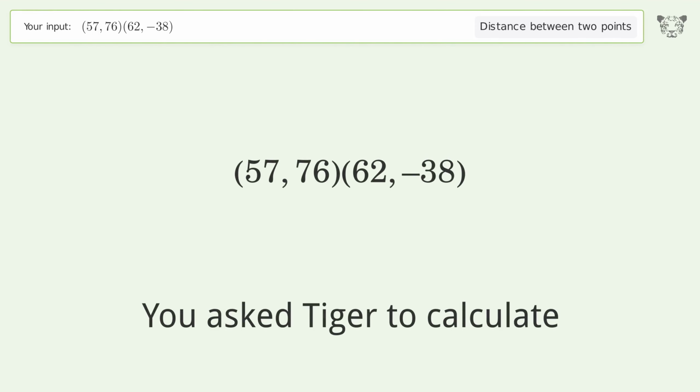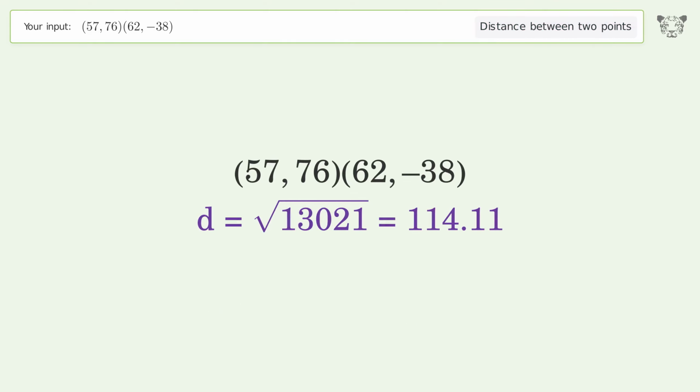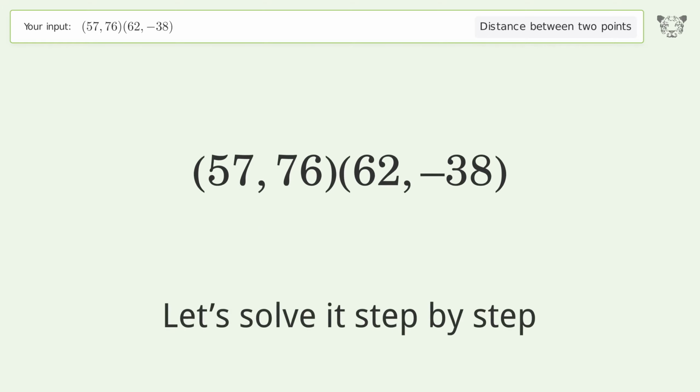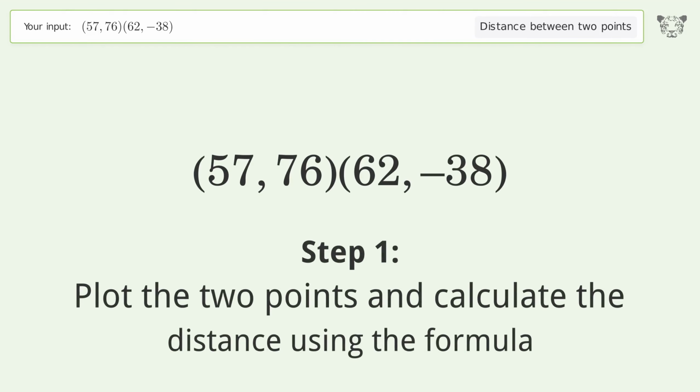You ask Tiger to calculate. This deals with the distance between 2 points. The distance between the 2 points is the square root of 13,021, or 114.11. Let's solve it step by step. Plot the 2 points and calculate the distance using the formula.